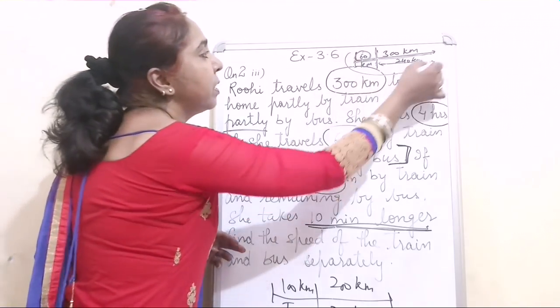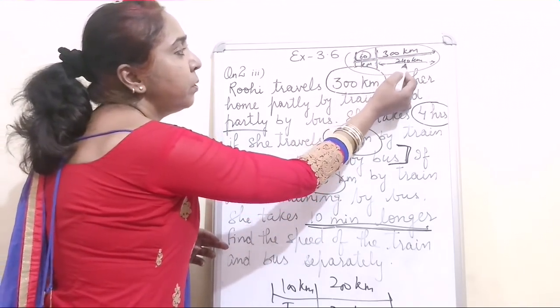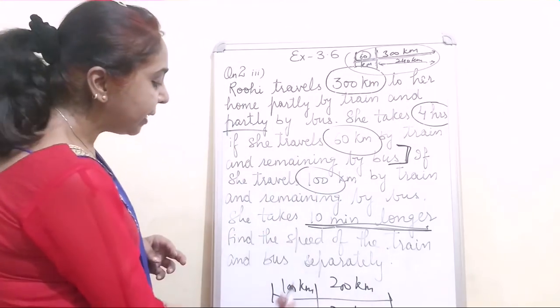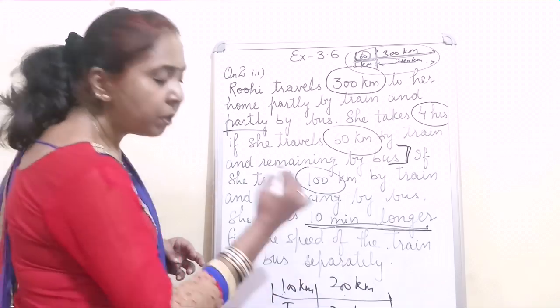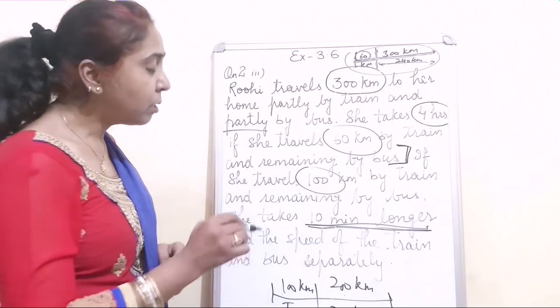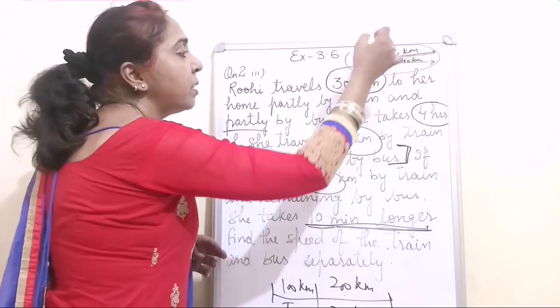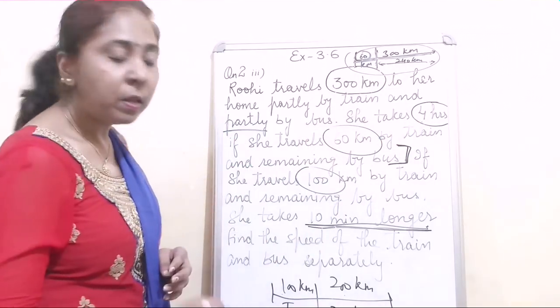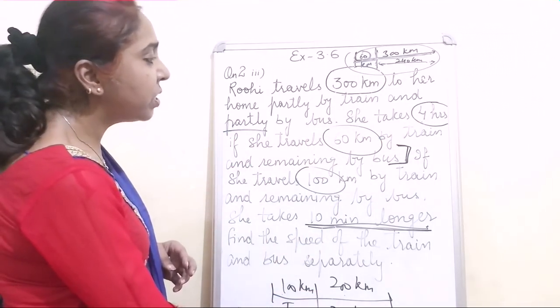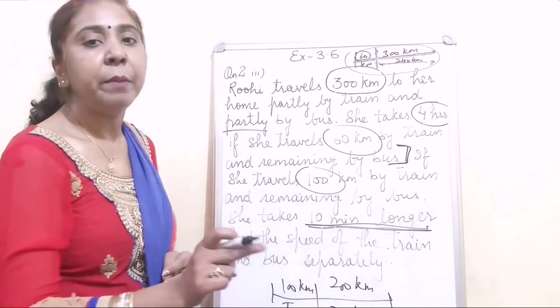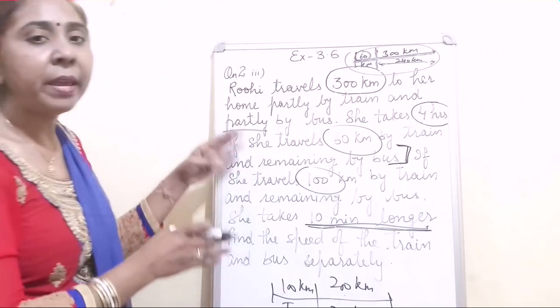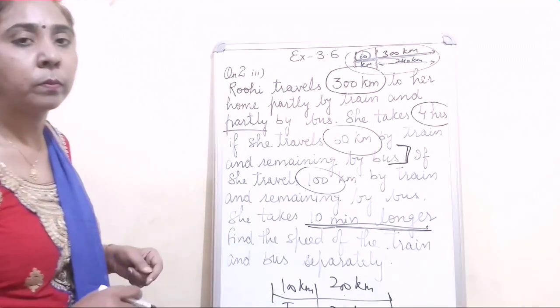This is about the first condition, 60 by train, 240 by bus. And in the second condition, 100 km by train and 200 km by bus. Also, in the first condition, she is taking time equal to 4 hours, and in the second condition, she is taking time equal to 4 hours 10 minutes. So, we'll make the two equations from these conditions now.